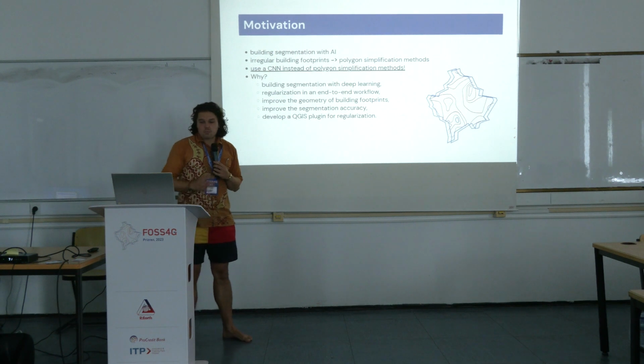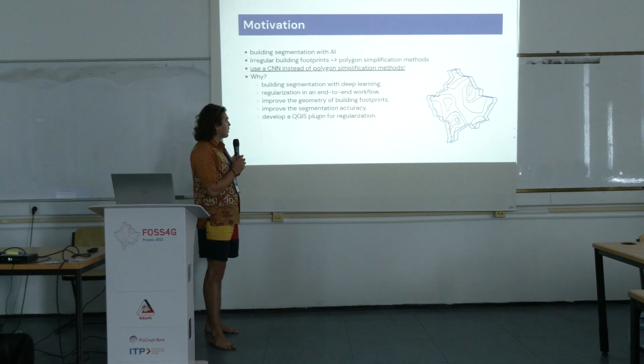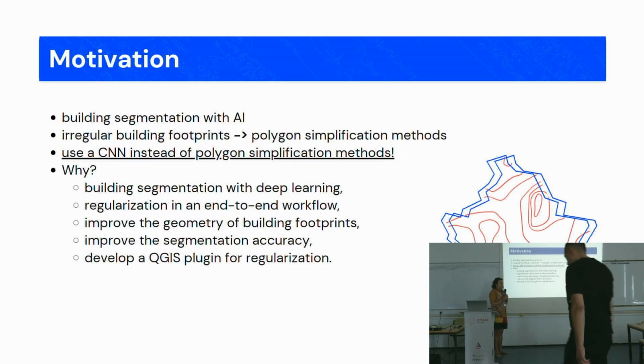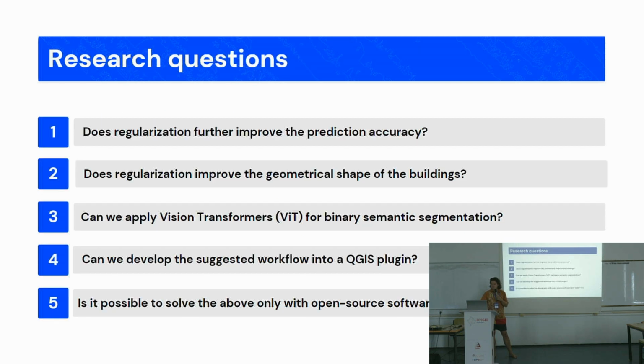Okay, so for this building segmentation workflow that we did, I wanted to see what is possible to do and which methods exist to improve the building footprint further on. And I didn't want to use polygon simplification methods. Instead, I tried to find a solution that someone already did with a CNN, a convolutional neural network, and then put it all together in an end-to-end way, so you can run my Jupyter notebooks, and hopefully they will work for you too, not just for me.